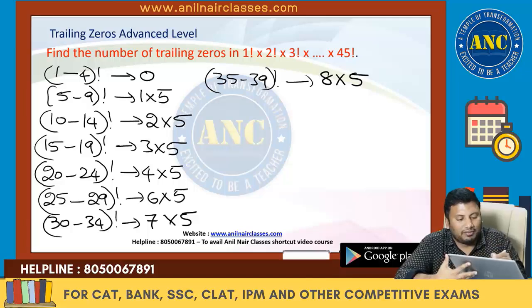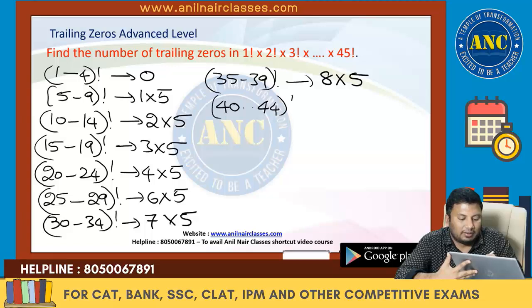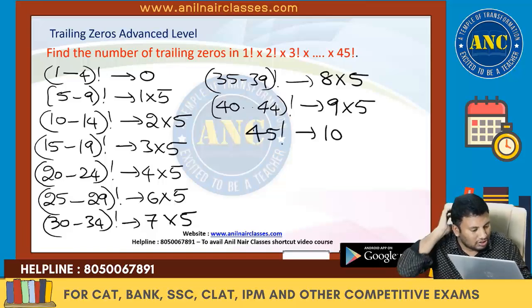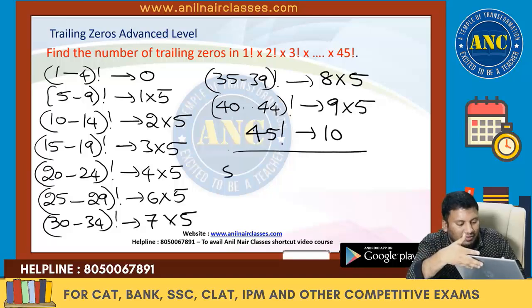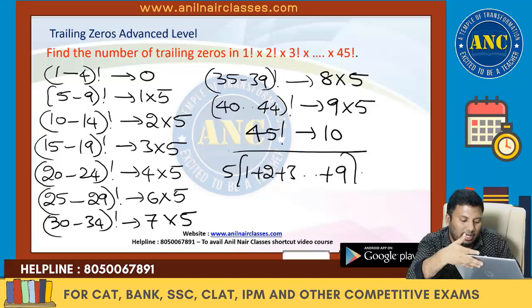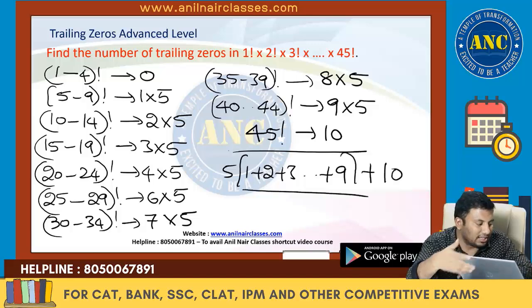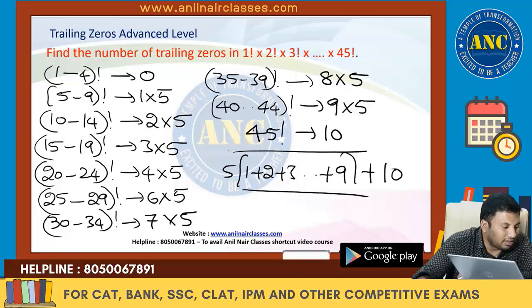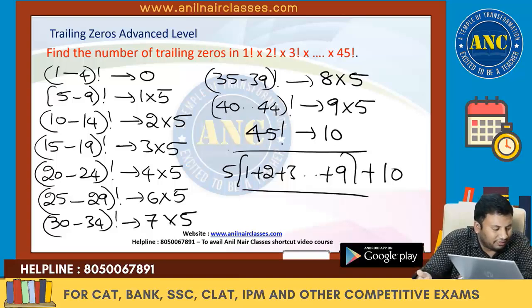Next one, 40 to 44 factorial, how many numbers are there? 9. It is 9 into 5. 45 factorial, how many? 10, so 10 into 1. So the answer is nothing but 5 into (1 plus 2 plus 3 and so on up to 9 plus 10). This is the answer. Right? Ananya, for 20 factorial, if there is any calculation mistake, please take care. And this is the logic for 45 factorial.